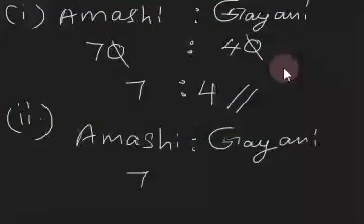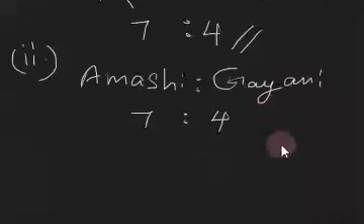Amashi 7 to 4. Now you are asked, when Amashi runs 1 meter, what is the distance run by Gayani? So what you have to do here, the value here is 7, you have to convert it into 1. So why do we need to find the distance run when Amashi runs 1 meter? I divide both sides by 7 in order to make this one.